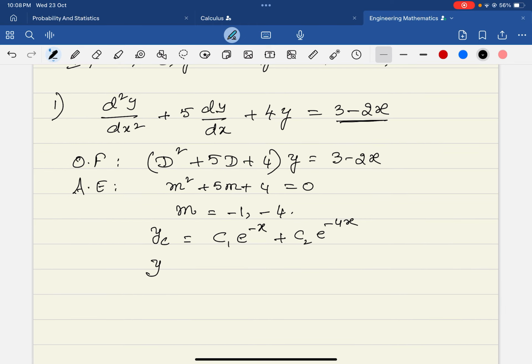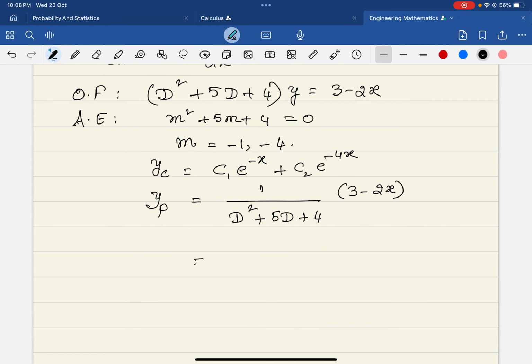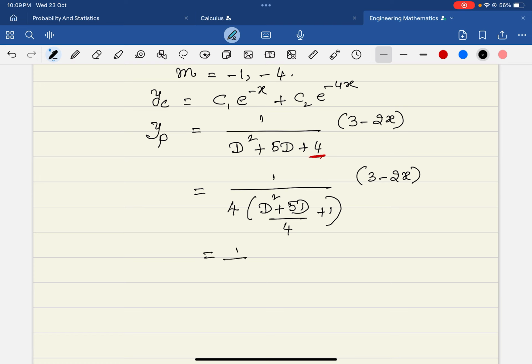Now let us find the y p, that is the particular integral, given by 1 over D square plus 5D plus 4 of 3 minus 2x. In this method we always take the constant common in the function. So that is 1 over, we take 4 outside, and then D square plus 5D over 4 plus 1, of 3 minus 2x. Now I take 1 by 4 outside and write it as 1 plus D square plus 5D by 4, the whole power minus 1, of 3 minus 2x.